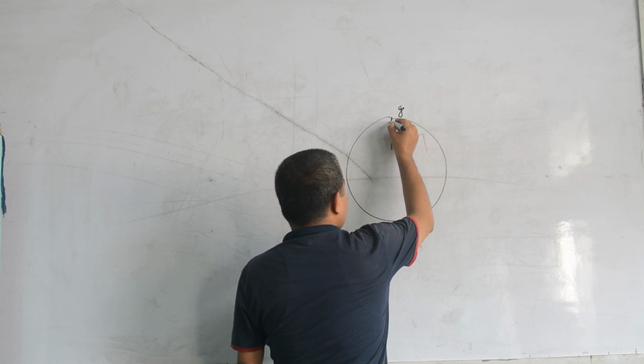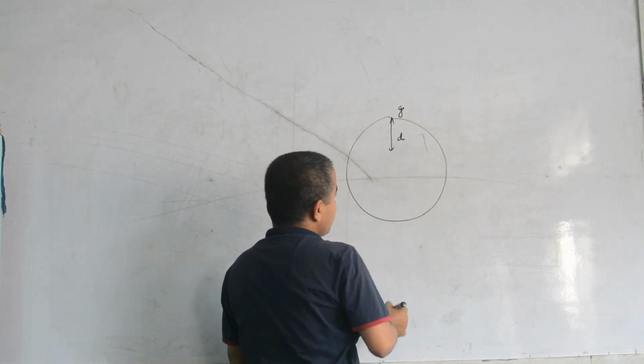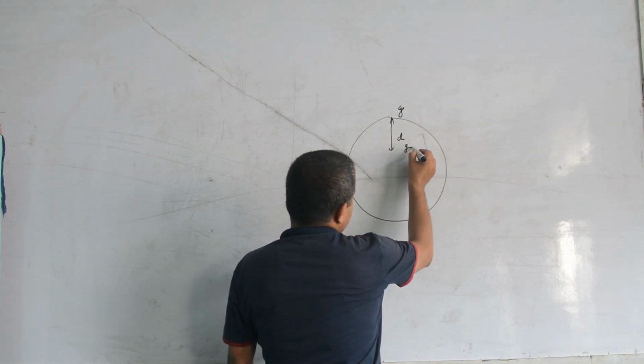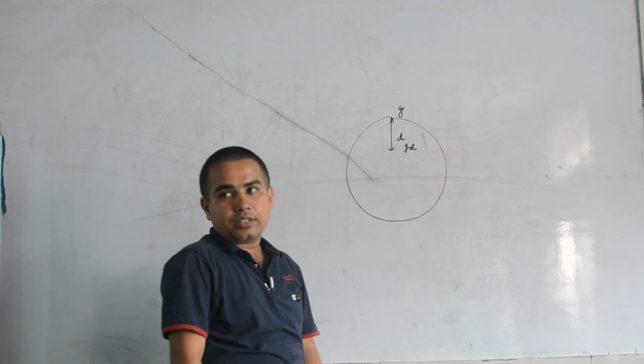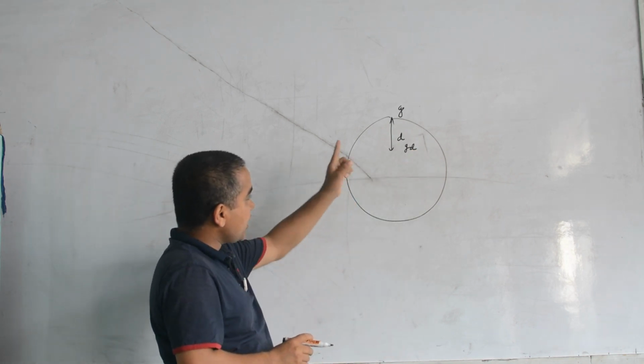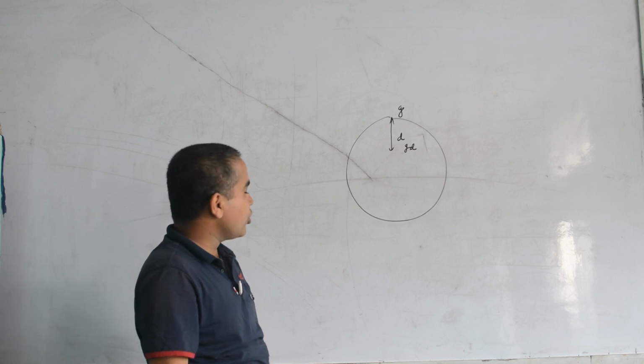As we go deeper inside the earth, suppose this is the depth d. Now here the acceleration due to gravity is gd. Now my main concern here is what is the relation between g and gd. Now that I am going to derive.